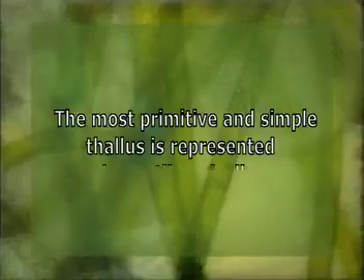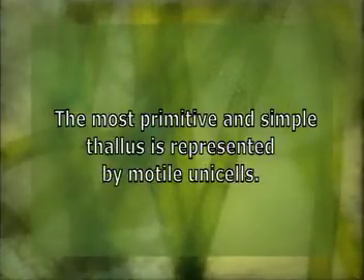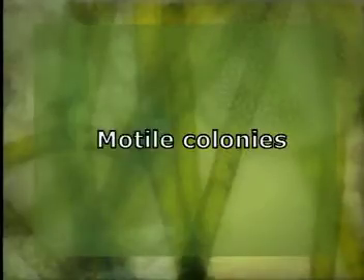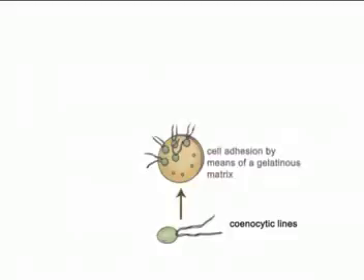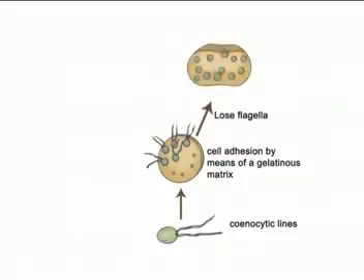The most primitive and simple thallus is represented by their motile unicells. All the other forms of thalli can be derived from motile unicells as motile colonies. They are formed when motile unicells combine together loosely. In fact, this is the first line of evolution in algae. This is called the Volvocine line and culminates in Volvox. Non-motile colonies: when the motile cells lose their flagella and combine together, a non-motile colony is formed. This line of evolution is called the Chlorococcine line.